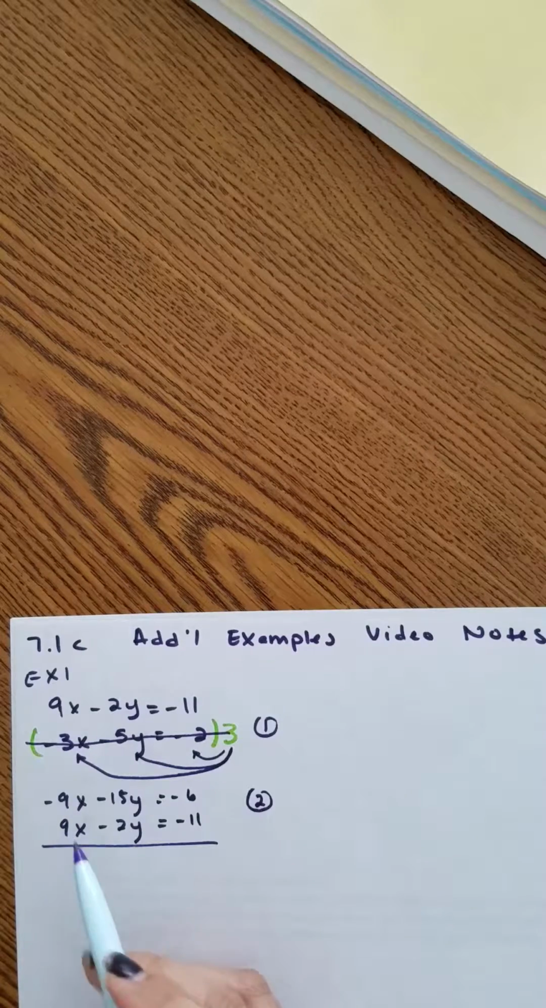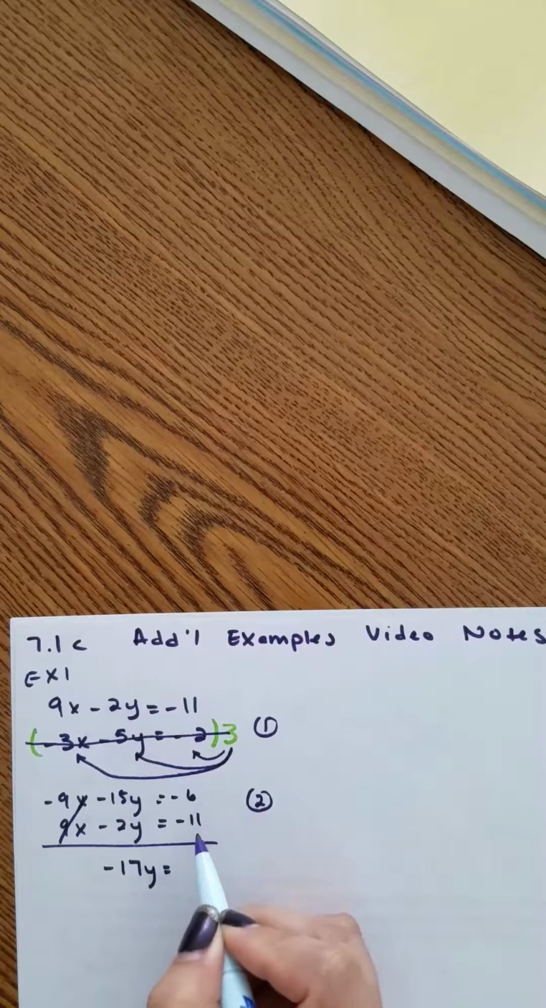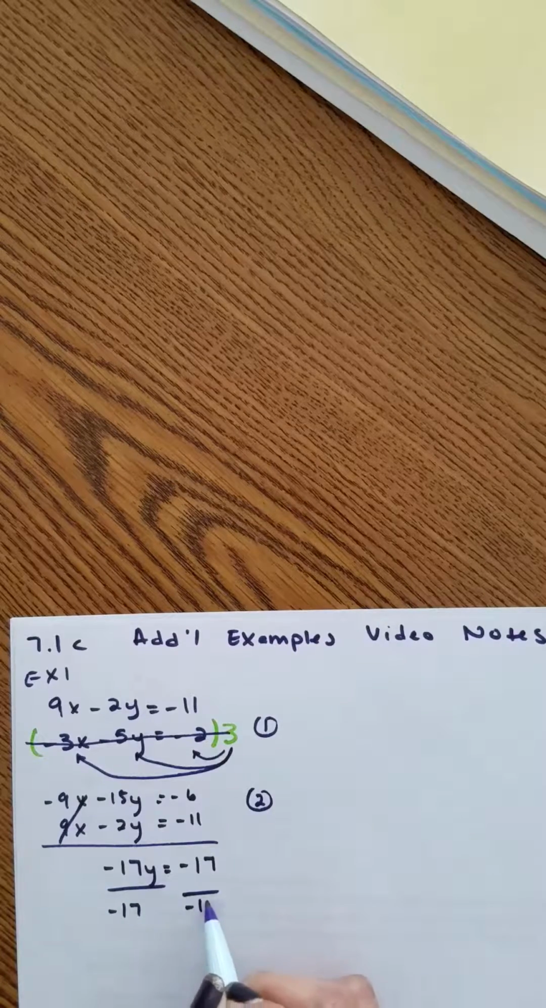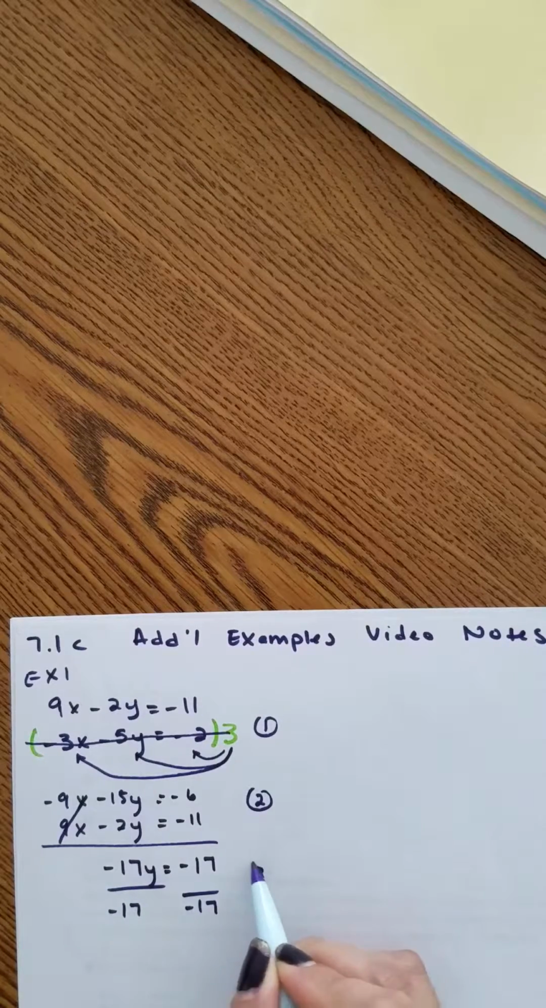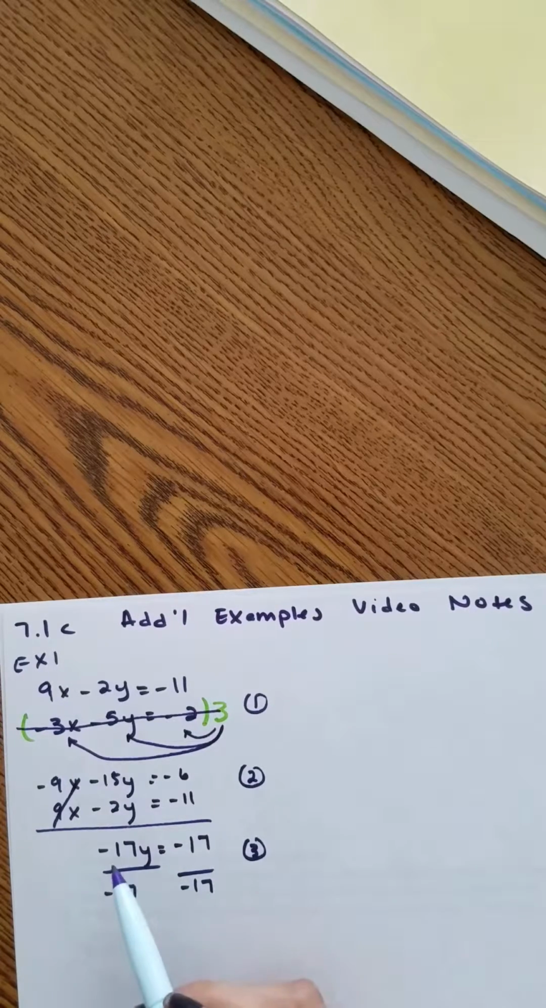Negative 9x plus 9x is 0. Negative 15 minus 2 is negative 17y. Negative 6 minus 11 is negative 17. Solve for y by dividing each side by 17. That's going to be step 3. If you're confused as to where these steps are coming from, it's from the original video. So y is equal to positive 1. Negative divided by negative is positive.